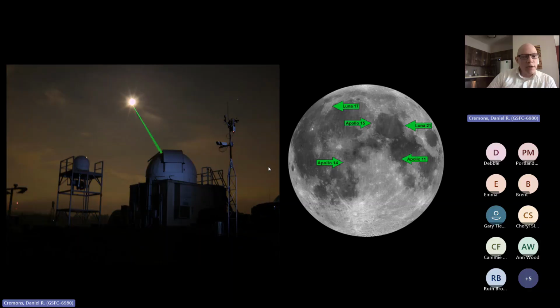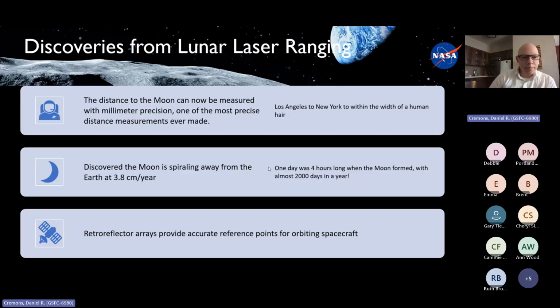So what have scientists done with this information? They've been doing these measurements continuously over the last 56 years or so. Well, the first is they've demonstrated an unbelievably precise range measurement. So this is one of the most precise distance measurements that has ever been made. You can think about it as the equivalent of measuring the distance between Los Angeles and New York to the precision of about a human hair.